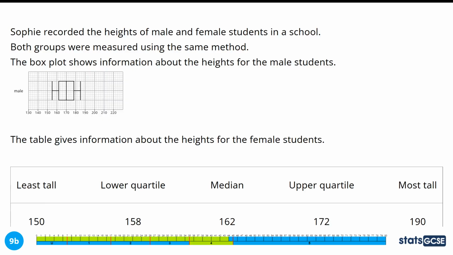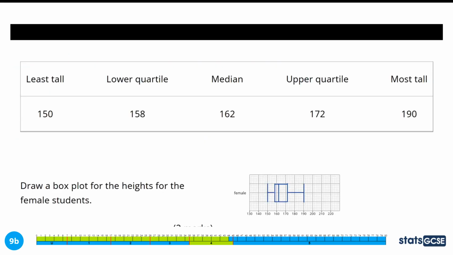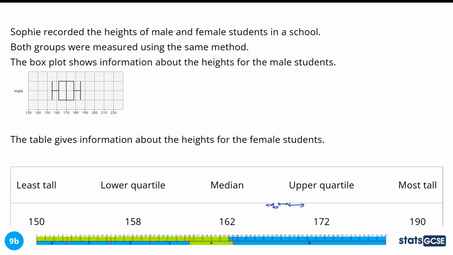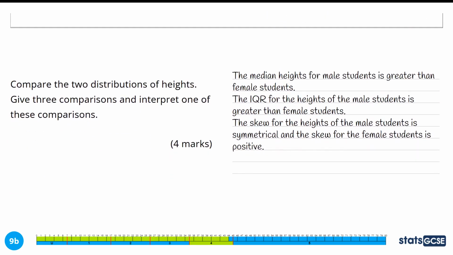Next we're going to look at the skew. So looking at the male box plot, it looks pretty symmetrical. Now for a previous question we did the box plot for the females, so I'm just going to show that now. And you can see that the skew for the females is positive, because if you look at this gap here and compare it to this gap here, and same with the distance between the median and the upper quartile compared to the distance between the median and the lower quartile, it's definitely a positive skew. So if we go down, then we can say that the skew for the heights of the male students is symmetrical and the skew for the female students is positive.